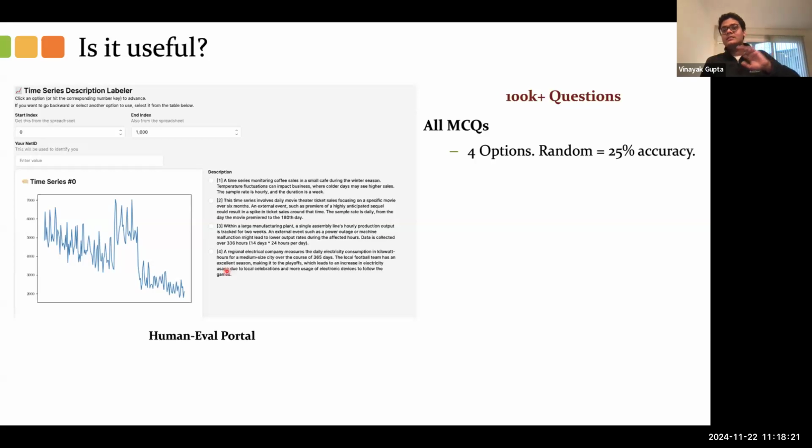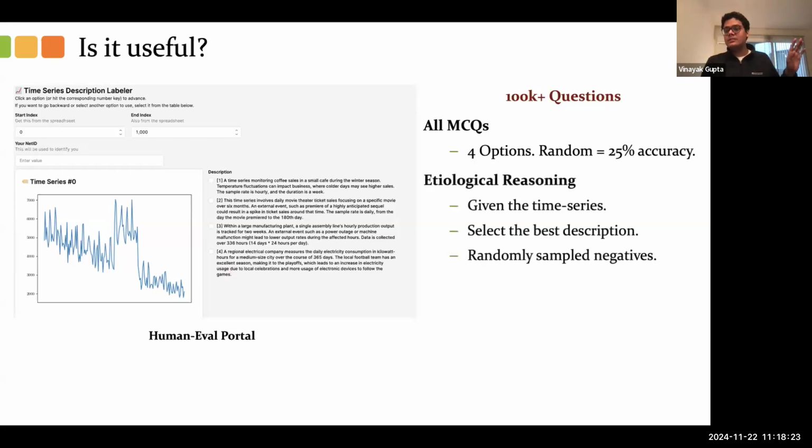If you remember, we discussed 3 ways of reasoning. The first one was etiological reasoning, the second one was Q&A, and the third one was context data generation. In this slide, I'll highlight 2 of the tasks that we tried. For etiological reasoning, I'll give you a time series and you have to select the best description. There is 1 correct description and 3 randomly sampled incorrect descriptions. This is a screenshot of the user portal where we asked humans to annotate a time series: this is the time series, and which one of these do you feel is the correct description?